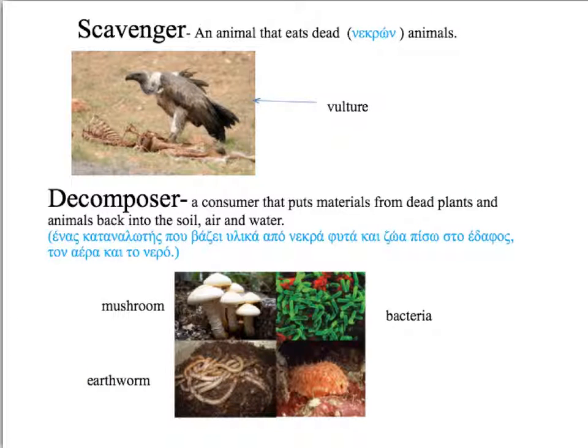The last 2 groups are scavengers and decomposers. A scavenger is an animal that eats dead animals. Here we see a vulture, and the vulture is eating the meat from a dead animal. Decomposers are consumers that put materials from dead plants and animals back into the soil, air, and water. Examples of decomposers are mushrooms, earthworms, and bacteria.